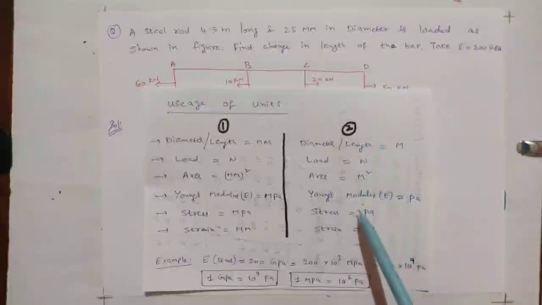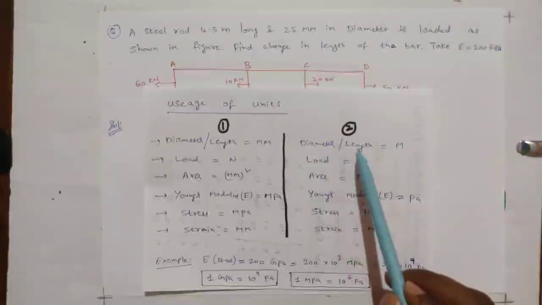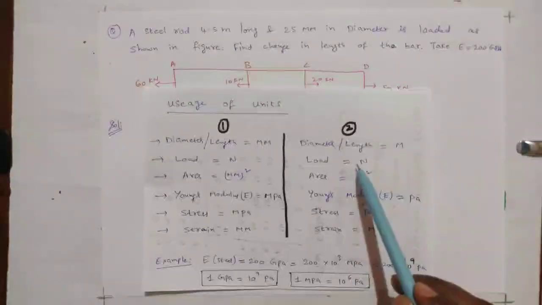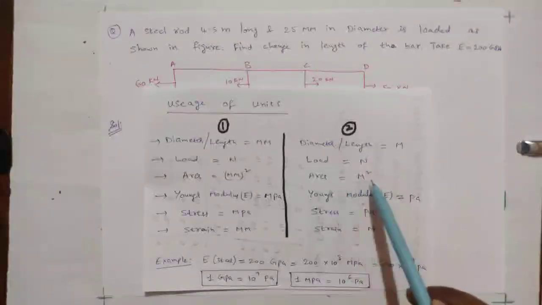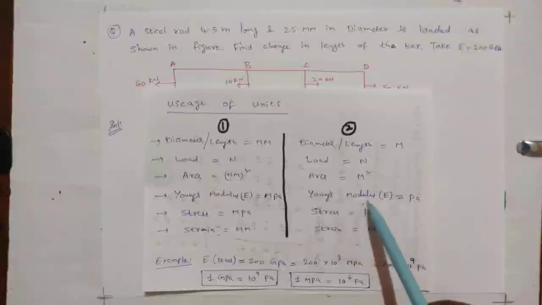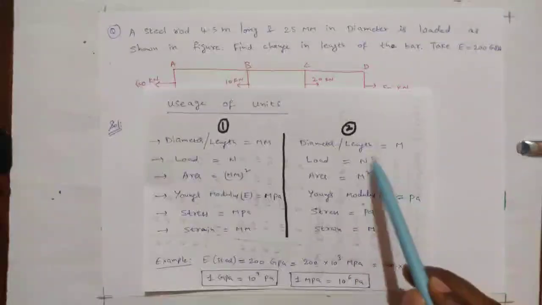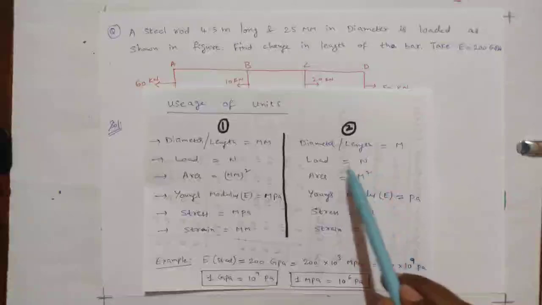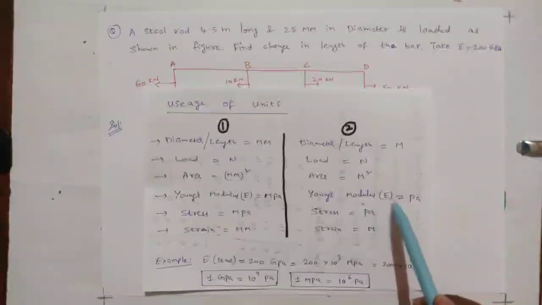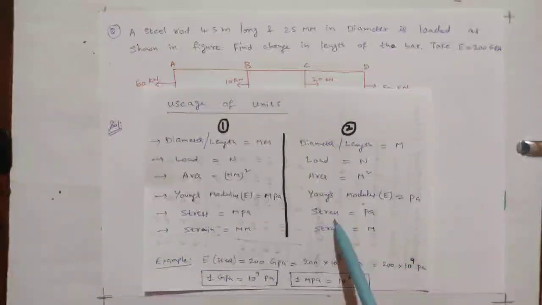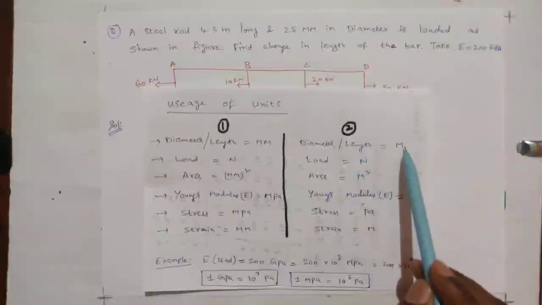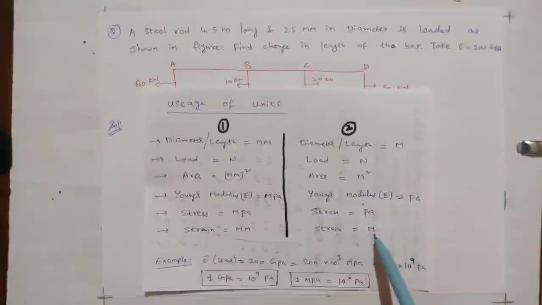Another type of units: if you take diameter or length in meters and load in newton, then since we have taken diameter in meter, area we will get in meter square. Young's modulus we need to take in pascals, because length is in meter and load in newton. If you take Young's modulus in pascal, the resulting stress we will get in pascals, and strain in meters, because length we are taking in meters. This is one kind of usage of units.